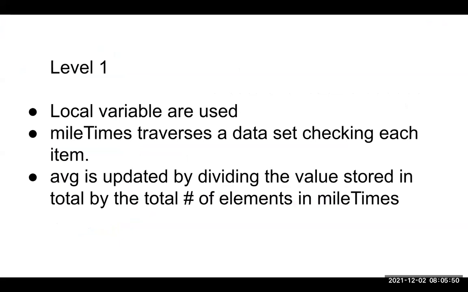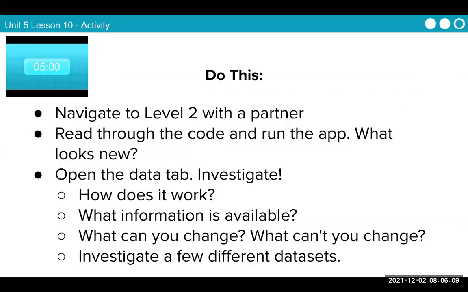So in level 1, local variables are used. Mile times traverses a data set, checking each item. Average is updated by dividing the value stored in total by the total number of elements in mile times. It's just getting an average, right?